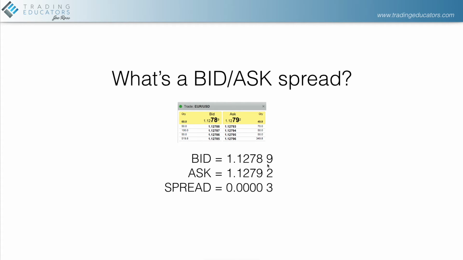So let's go through the math quickly. If you have the bid price of 1.2789 and the ask at 79.2, the difference between the two would be 0.00003. This is about one third of one pip, and that would be the bid-ask spread at that moment. Now this can change any second, any millisecond. The spread could widen or become narrower depending on the liquidity that's going on.